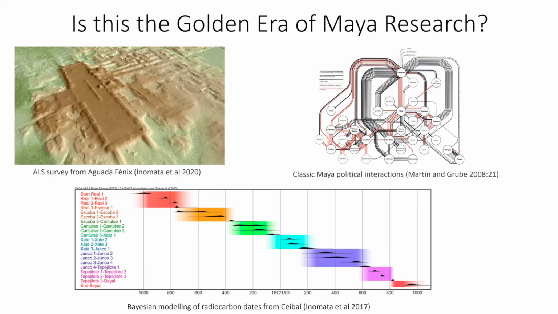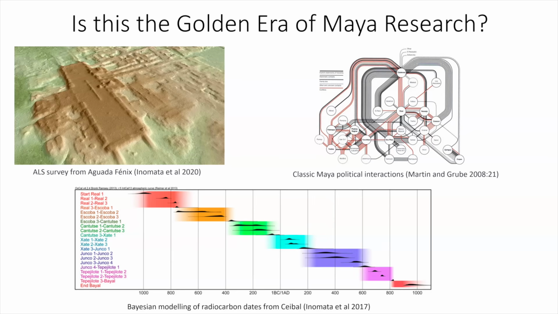One thing I find interesting is to think about where we are in the broad history of our discipline. Within Maya research, I think you could make a good argument that we might be in the midst of what will be looked back upon in the future as the golden era of Maya archaeology. We have a lot of different sources of information that are providing us with fundamentally new and very interesting views of Maya landscapes and Maya history.